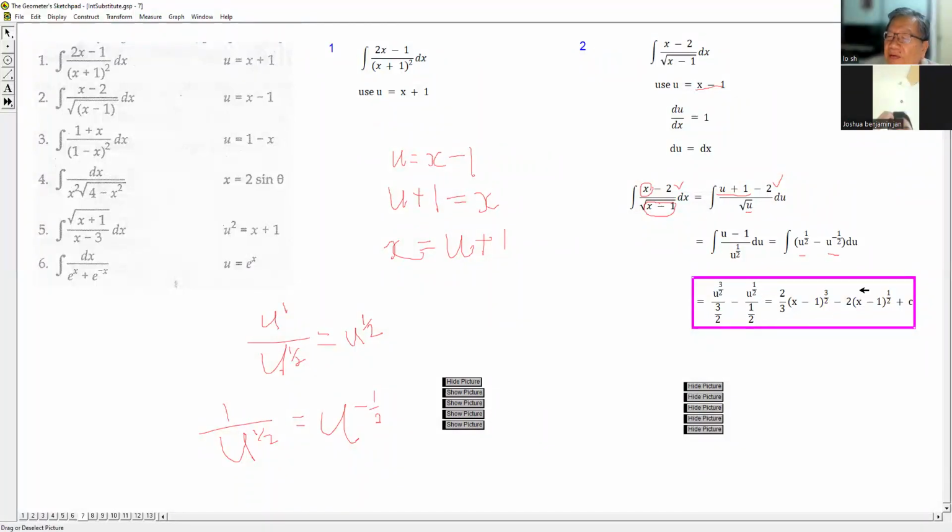u, this one, half. Half you flip over becomes 2. u to the power half is actually x minus 1 to the power half because u is x minus 1. Then plus c. Okay. So you look at how I integrate this, become this. Integrate this, become this. Then from u, I change back to x. So you go through this step and see can follow or not. Cannot, then you ask.